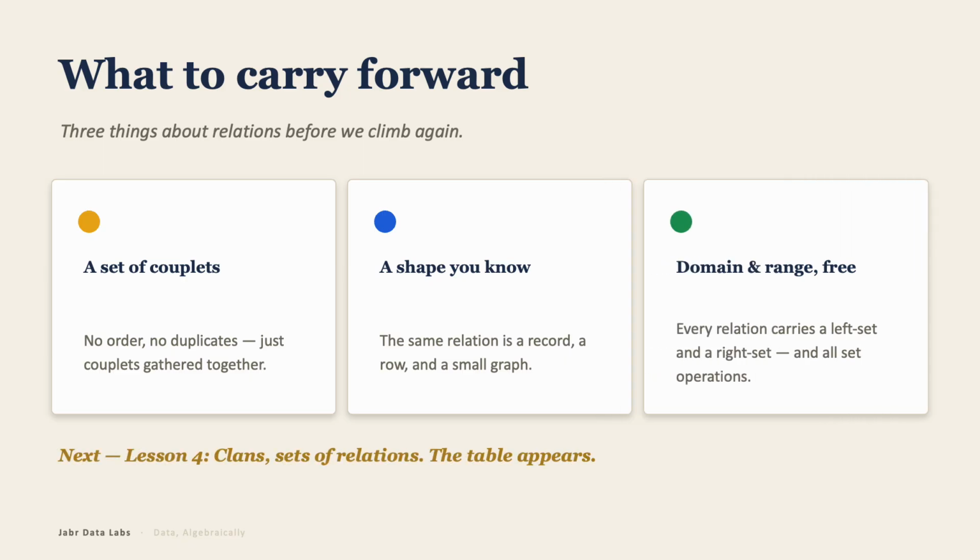So, to summarize, a relation is a set of couplets, and because it's a set, order and duplicates simply don't arise. It's the shape you already know as a record, a row, or a small graph. It hands you a domain and a range for free, and it inherits every set operation, plus a handful of algebraic ones. That's a great deal of structure from one small idea. In the next lesson, we climb another rung and gather relations themselves into sets. And when we do, something very familiar appears, the table. In lesson 4, we meet the clan.